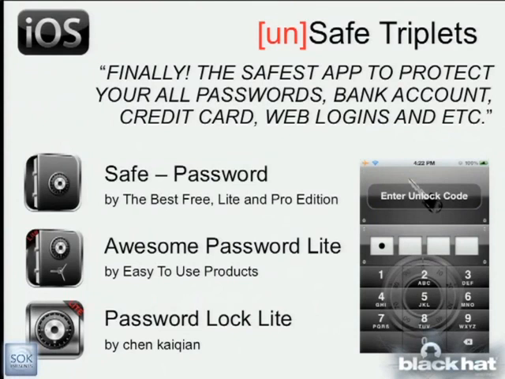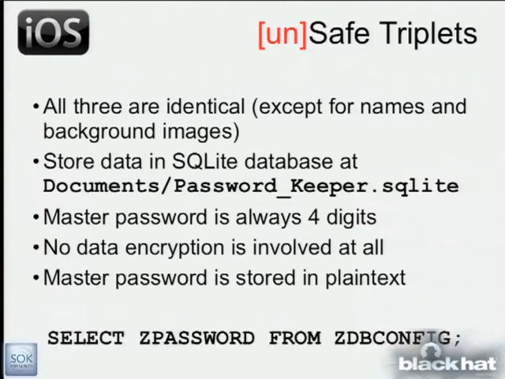The first set is actually not one application, but 3 of them. I call them the unsafe triplets. They are like triplets because they are actually the same application, but with different name, different icon, and different background. Everything else inside those 3 is absolutely identical, and it's very easy to find the data stored in an SQLite database. All 3 applications use the same file name for the database.